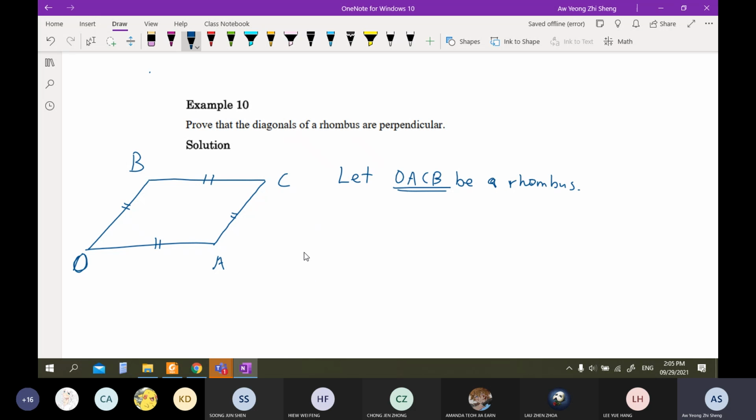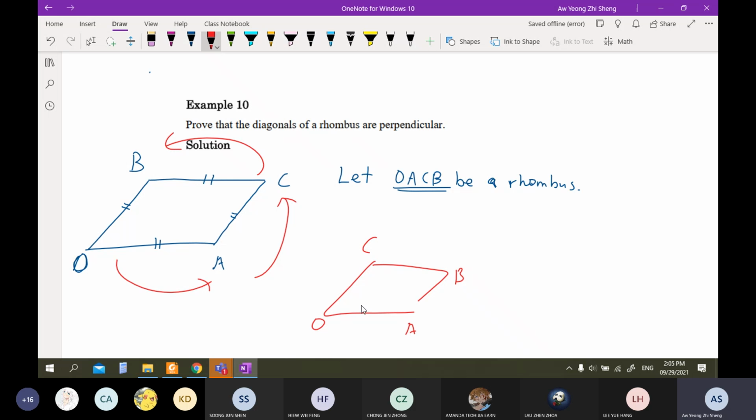Now I want to introduce some small letter vectors. The way I draw it, it should be named OACB. If you want it to be OABC, then you will draw it like this. It's OABC like this.